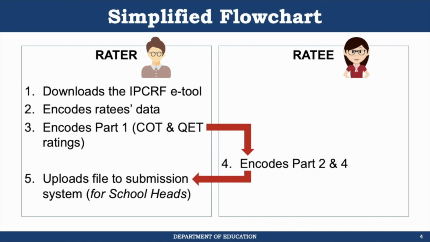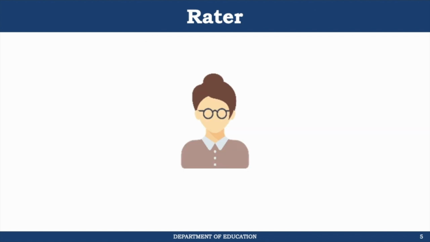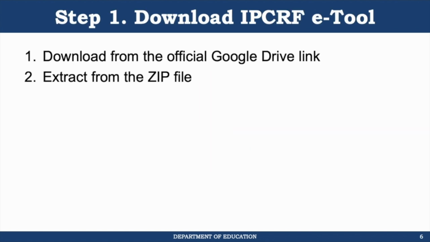We've identified 5 major steps, each involving several activities. We'll discuss each step in the process, except for the submission, which will be discussed in a different session. Let's begin with downloading. First, let's slip into the role of the rater. Here are the activities for step 1, download and extract.